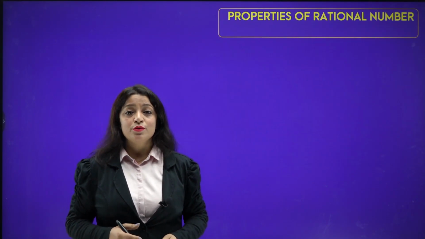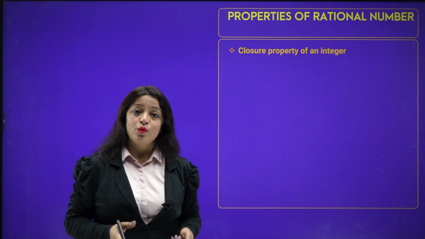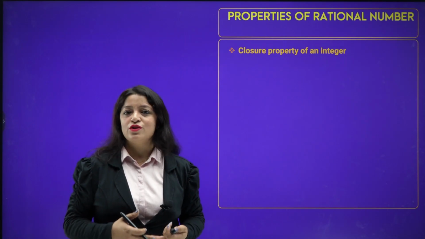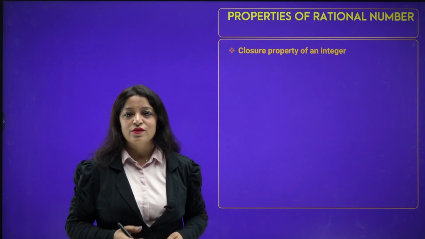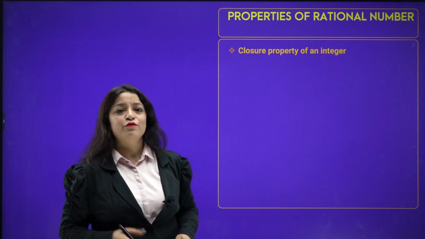So we come to a conclusion here that whole numbers are closed for addition and for multiplication, but not for division and subtraction. Now let us see the closure property for integers.